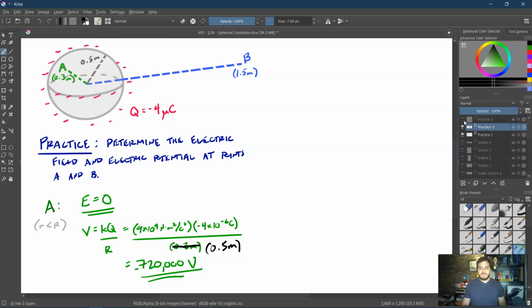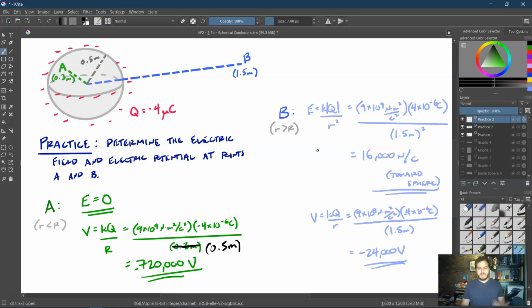Now let's look at point B. For point B, we are outside the sphere, so we just treat it as though all of the charge was located at the center point right here. So I'm just going to say kq over r, where r is 1.5 meters, and that'll be 16,000 newtons per coulomb toward the sphere, because a positive test charge would be attracted to it. And the potential will be kq over r, where I just stick those in, and I get -24,000 volts. That's all there is to it.